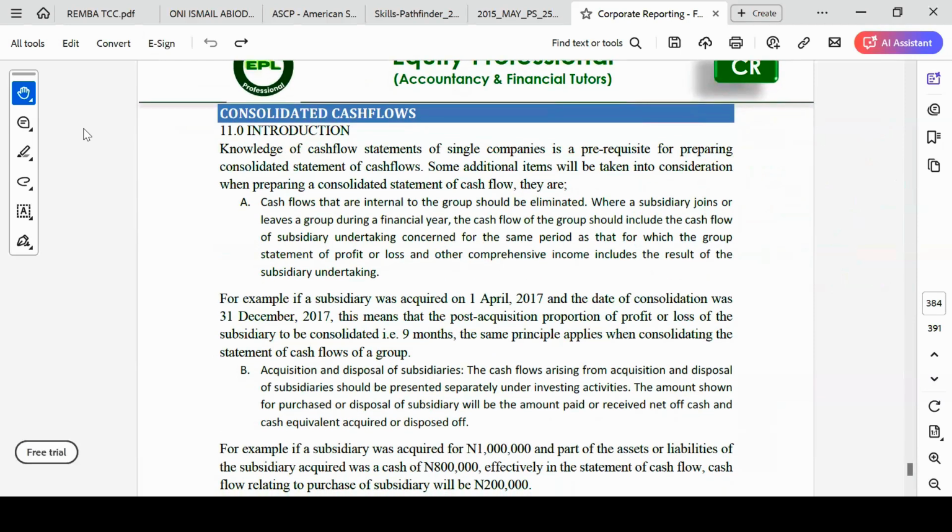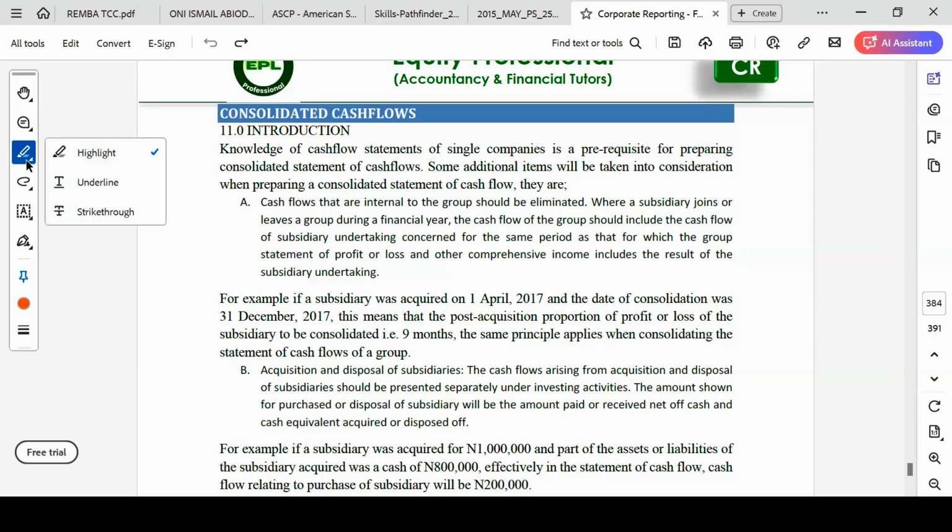the material says knowledge of cash flow of single companies is a prerequisite for preparing consolidated cash flow. Yes, because all we are going to take into consideration are the special effects or special features of consolidated cash flow that were not an issue for you when you were dealing with individual companies. All right, let's look at it like this.